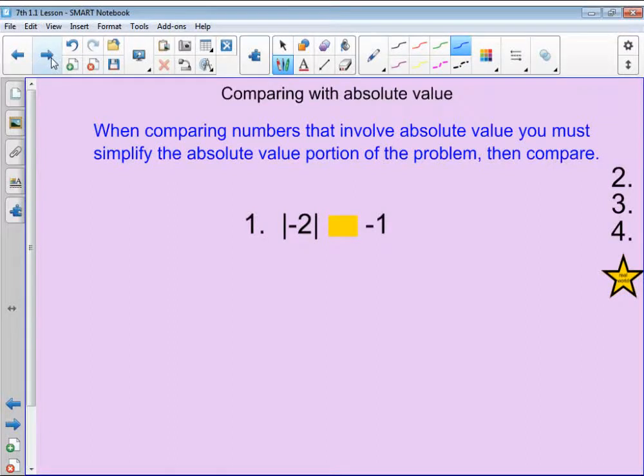So here we're going to take it on another step. We started out with just working absolute value and simplifying that. Here they're giving us a comparison. In the problems that I have here, this yellow box is where they want us to put a comparison symbol. The comparison symbols that we'll be using today are greater than, less than, and equal to.